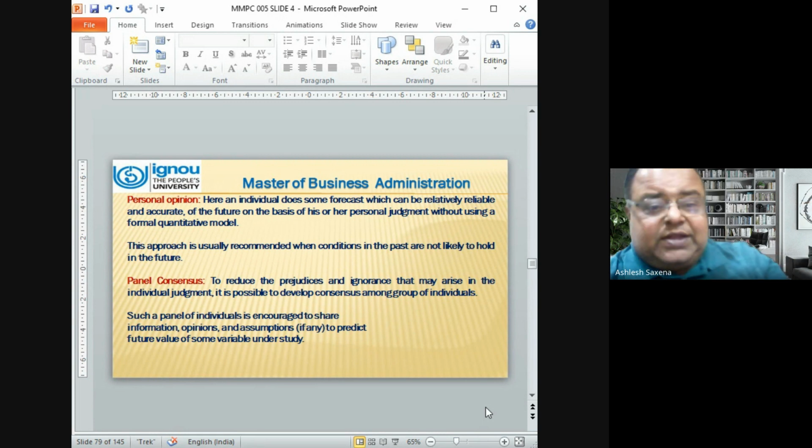The third one is panel consensus. To reduce the prejudice and ignorance that arise in individual judgments, it is possible to develop consensus among a group of individuals. Such a panel of individuals is encouraged to share information, opinions, and assumptions, if any, to predict the future value of some variable under study.